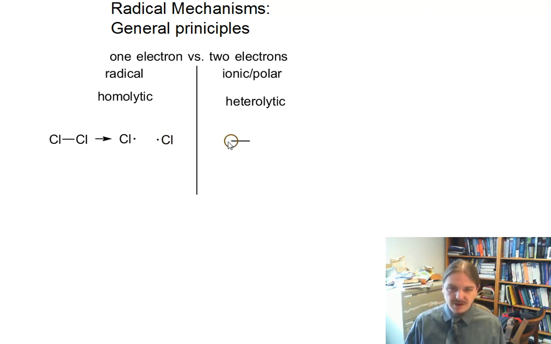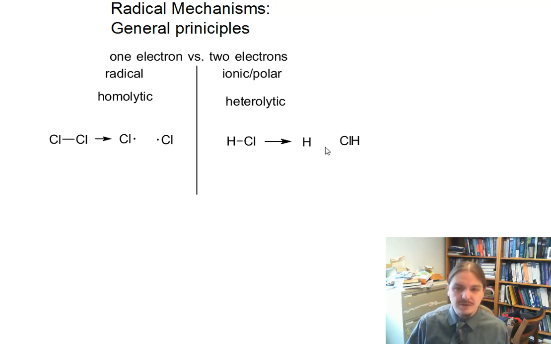If we contrast that with a typical heterolytic process, instead of using chlorine, we use hydrogen chloride. When the hydrogen-chlorine bond breaks, we get a hydrogen cation and a chloride anion. And so homolytic processes tend to produce radicals, while heterolytic processes produce ions. And I'm going to add in, for the sake of clarity, all of the other lone pairs on the chlorine atoms so you can accurately recognize where all of the electrons are and come from, so we can keep track.